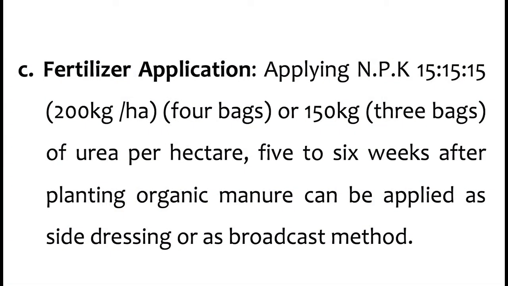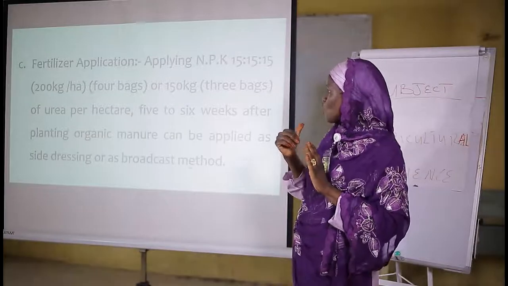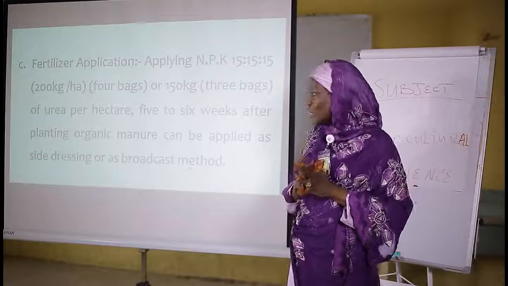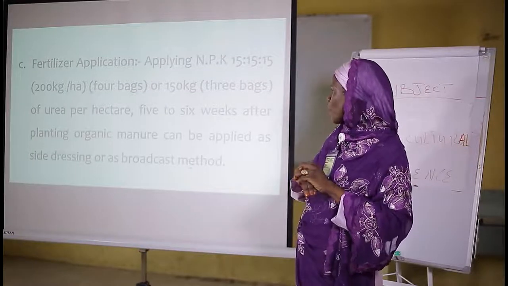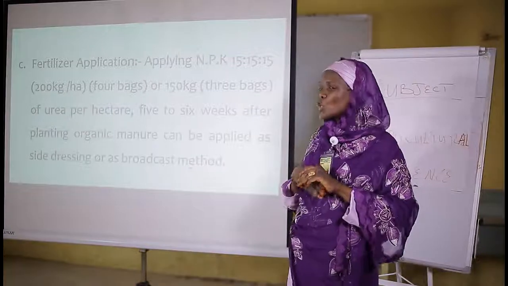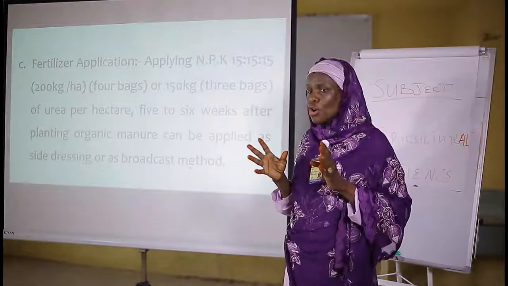C, fertilizer application. Applying NPK 15-15-15, that is 200 kilogram per hectare. You are to apply 200 kilogram of NPK 15-15-15 per hectare. And this 200 kilogram is equivalent to 4 bags of fertilizer, or 150 kg, that is 3 bags of urea per hectare. If it is NPK, you apply 4 bags, that is 200 kg. And when you are applying urea, you are supposed to apply 150 kilogram, that is 3 bags of fertilizer.